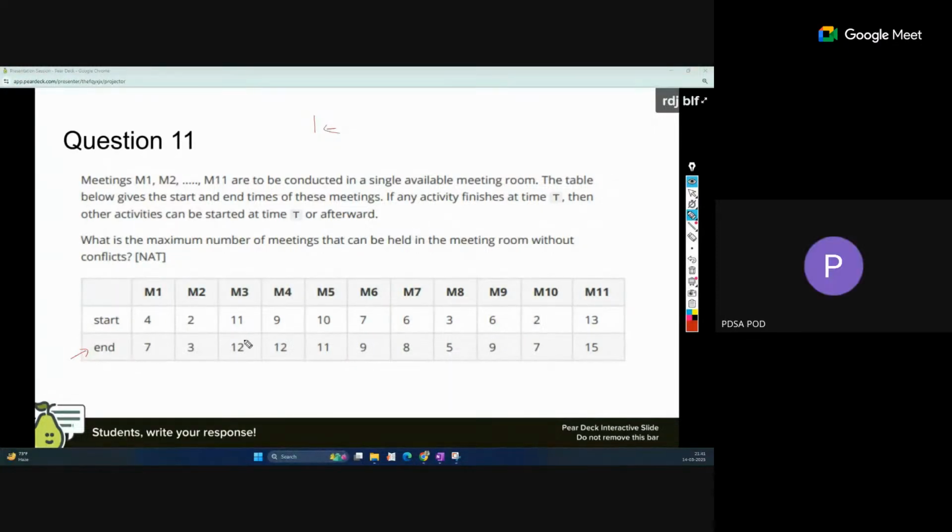List based on, we will sort the end time first. After that, this can be solved. The first step is to sort the activities or meetings based on the end time. So this three is the smallest one, so this will be performed first.